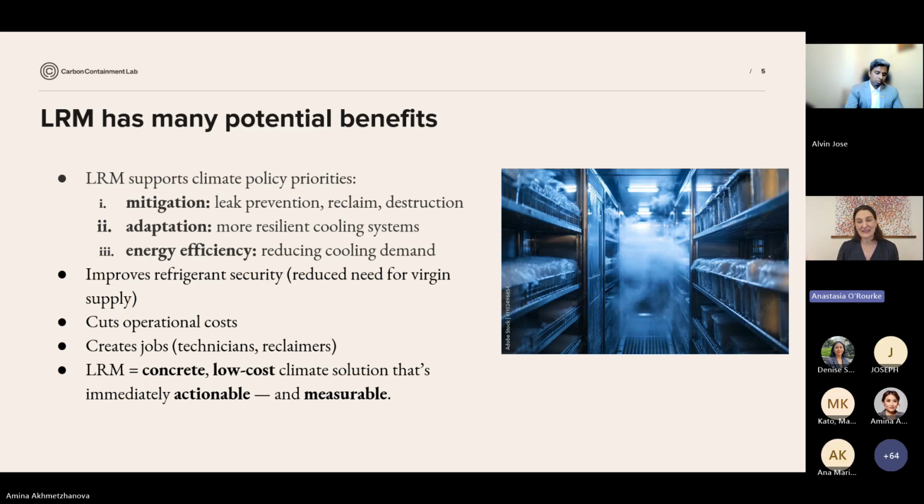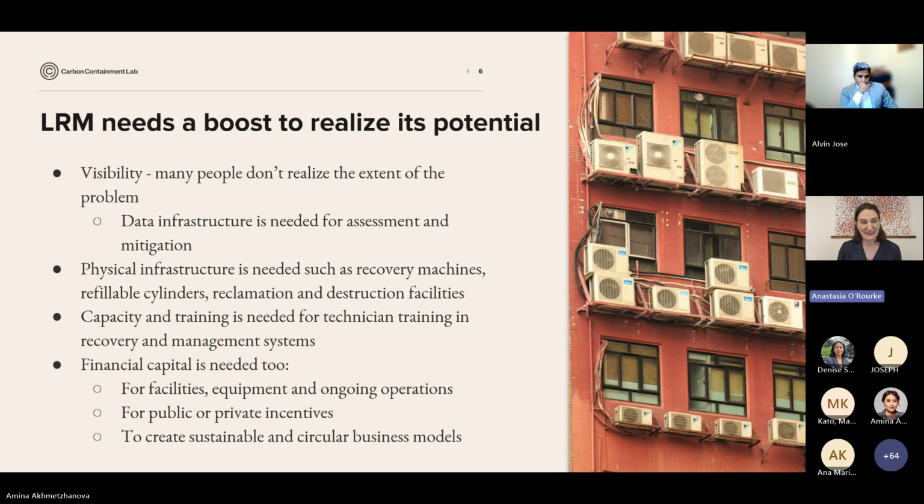So we see this as a really, we're excited about LRM because while it's a little under the radar as a climate solution, it's very concrete, it's very low cost, it's sort of immediately actionable, and it's quite measurable. So that's some of the reasons we're excited about it. However, LRM does require a bit of a boost to realize its potential.